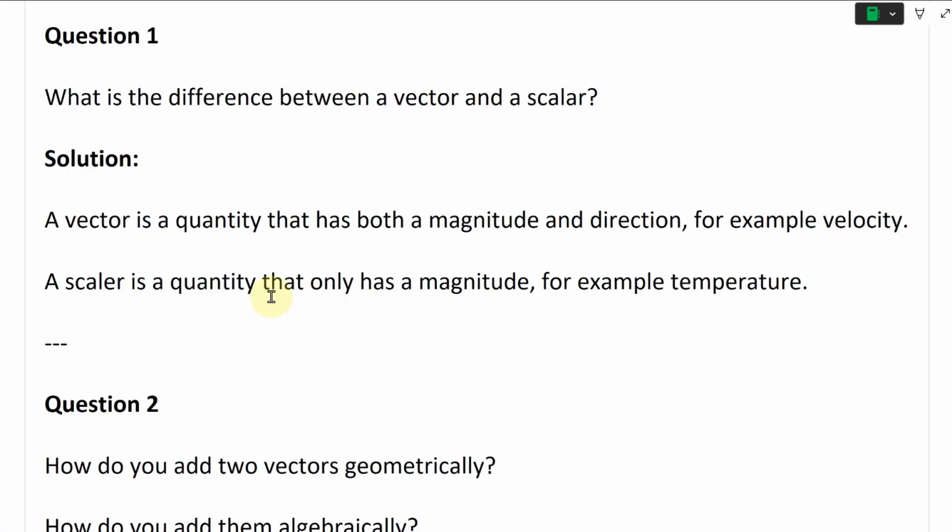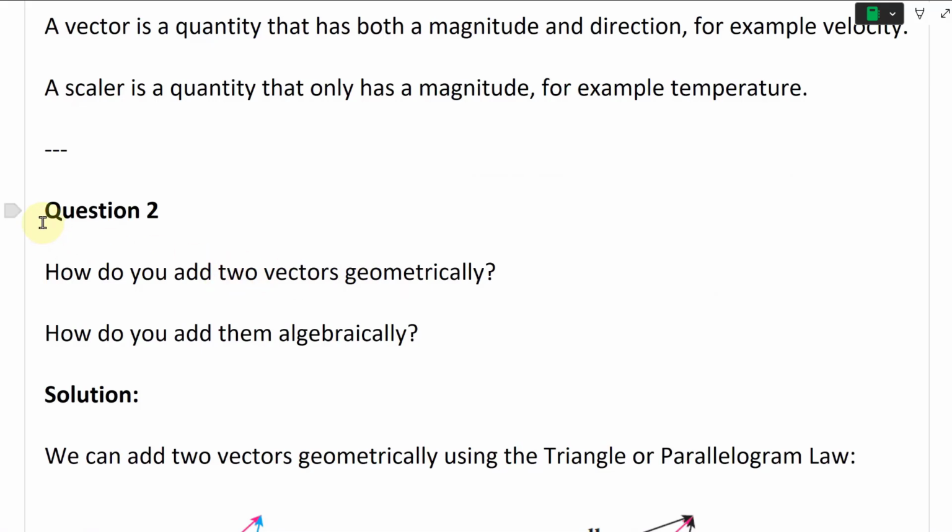And then a scalar, the difference is that it only has a magnitude. A scalar is a quantity that only has a magnitude, for example, temperature. So if you have 50 degrees Fahrenheit or Celsius, you're just going to state that quantity. There's no direction in it. It just states that quantity, the temperature of the room or whatnot. All right, so let's continue to question 2.